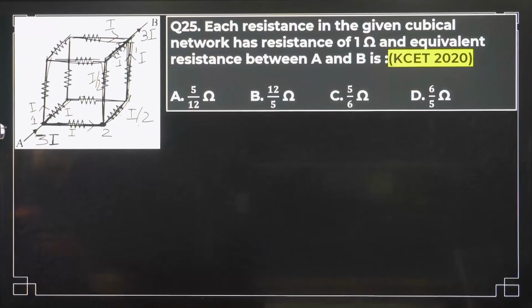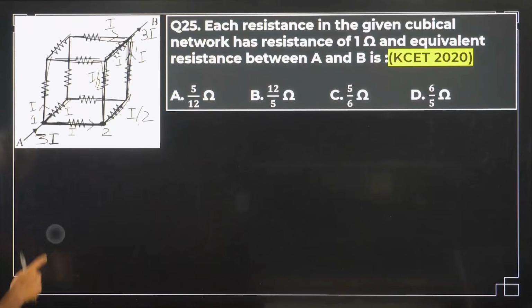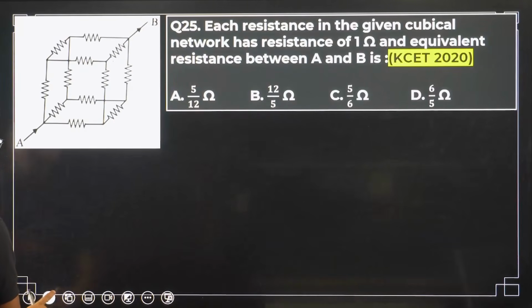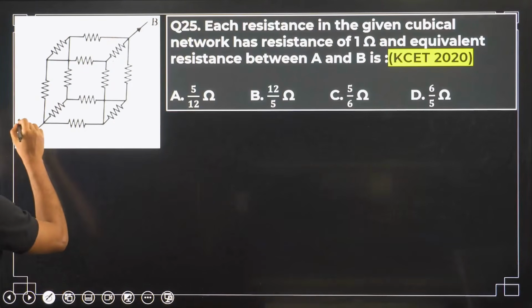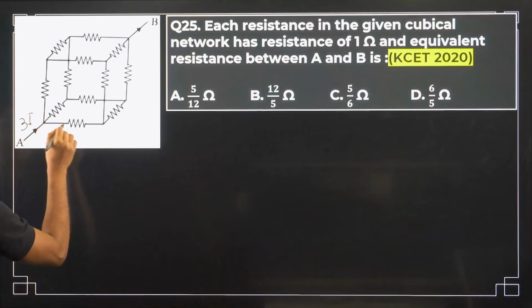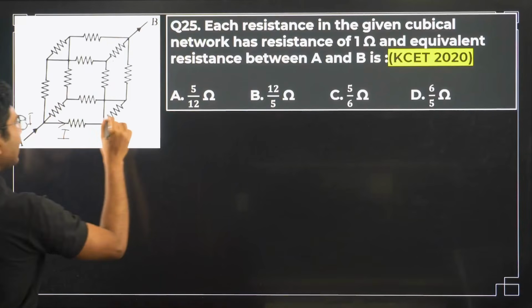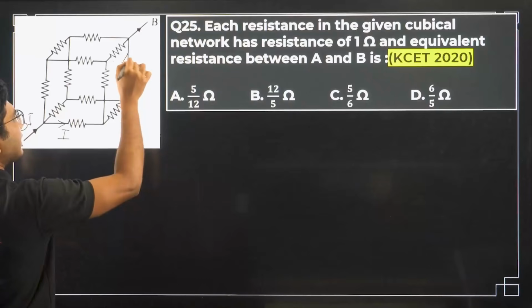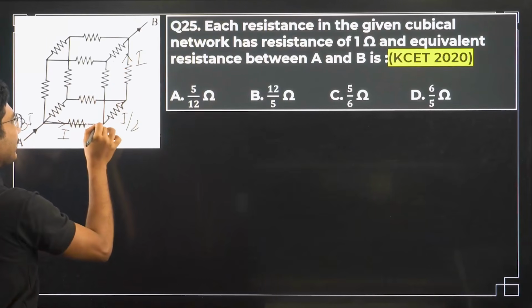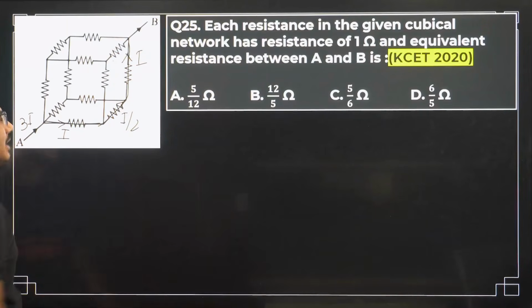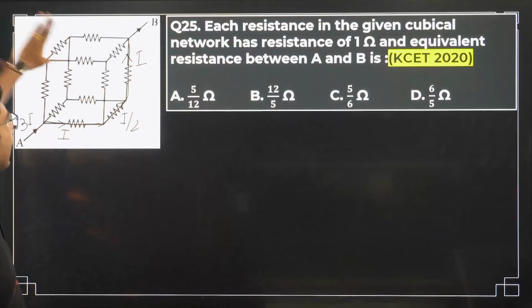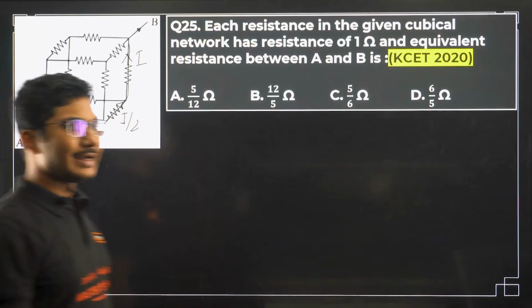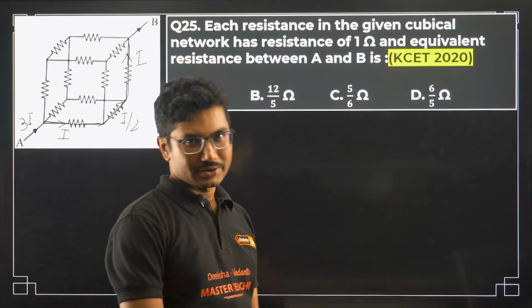Now what you have to do, you can consider everything, or simply you just need to take 3I. This was our I, this was our I by 2, and this is again I. Only 3 resistances we will consider in our journey. The remaining resistances we will ignore for now. Our target is to find the equivalent resistance.